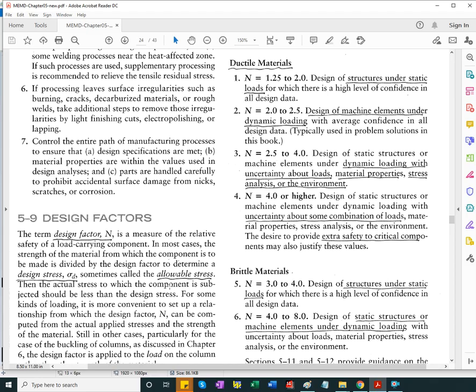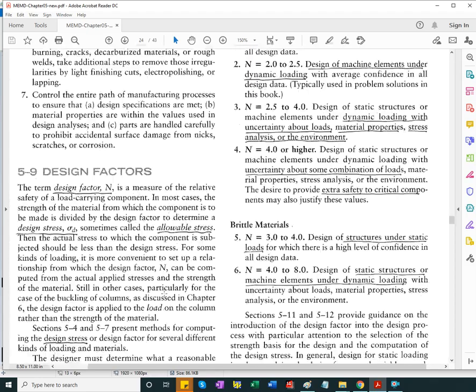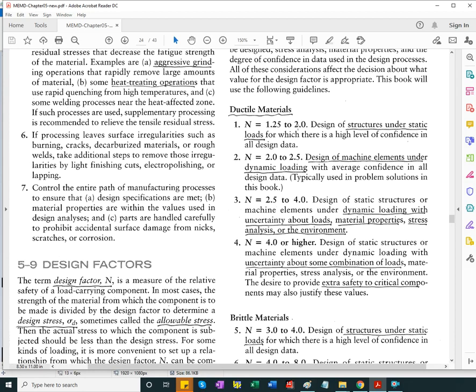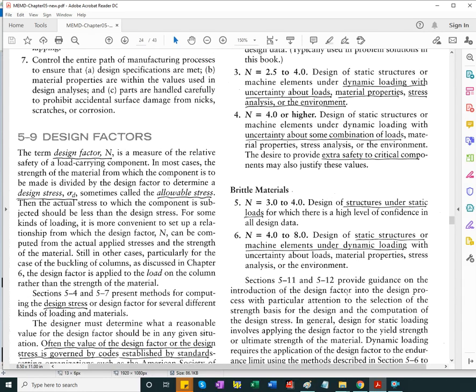For the choice of the design factor, there are some recommendations here. For ductile material with static loading, in general up to 2, as you can see here. For machine elements, the value that we'll be using is between 2 and 2.5. Higher for unknown dynamic loading and uncertainty in the material's properties. For brittle material, of course, there is no yield strength, so the reference property is going to be the ultimate strength. For static loading, design factor 3 to 4. For variable, dynamic loading, up to 8.